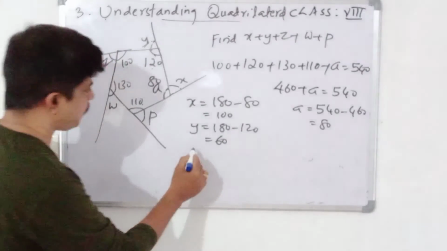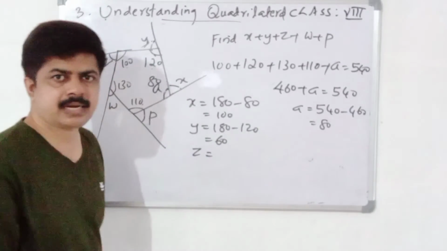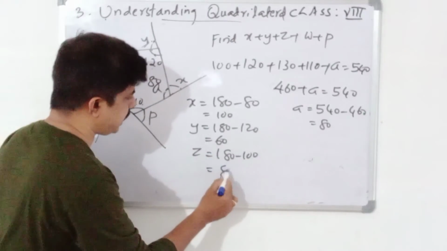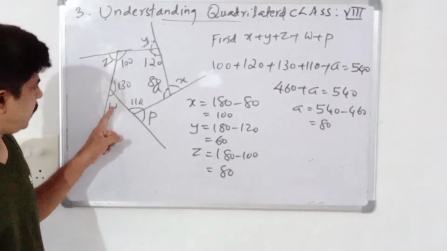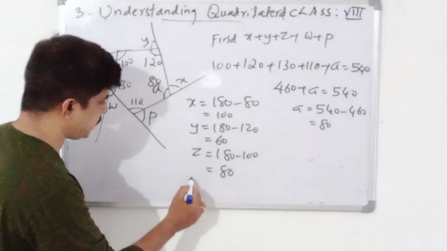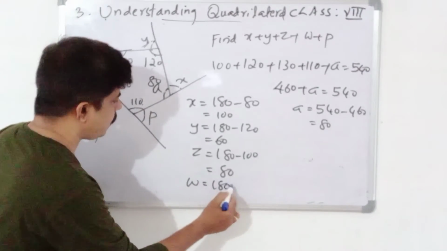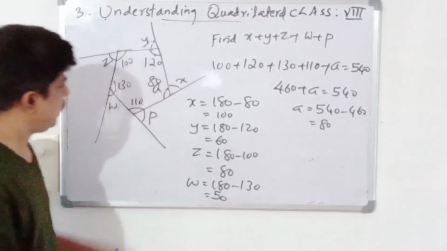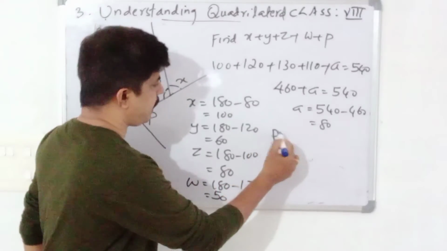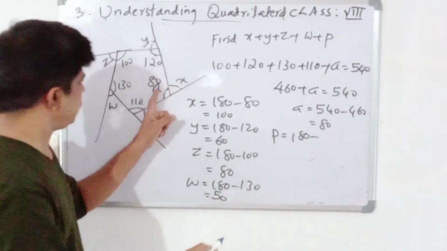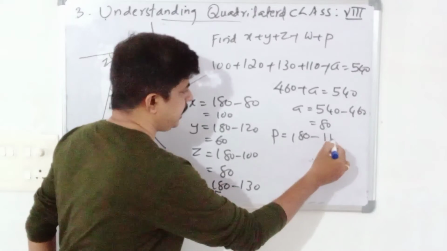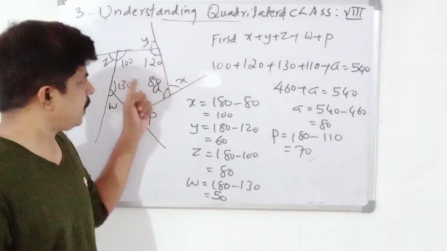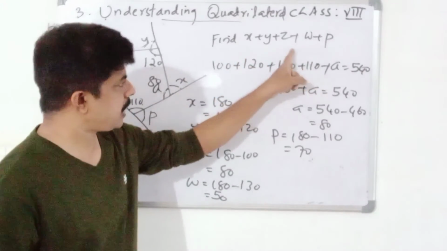These two angles form a linear pair. z is equal to 180 minus 100 is equal to 80. Now the fourth angle: w is equal to 180 minus 130 is equal to 50. Last, p we have 180 minus 110 is equal to 70. These are the 5 exterior angles of the given polygon. Now let's verify and see how much will be the sum.